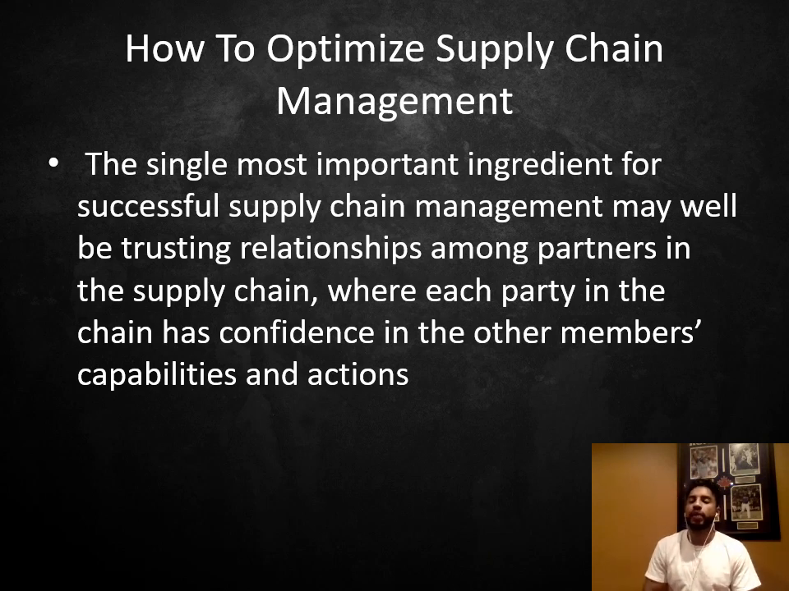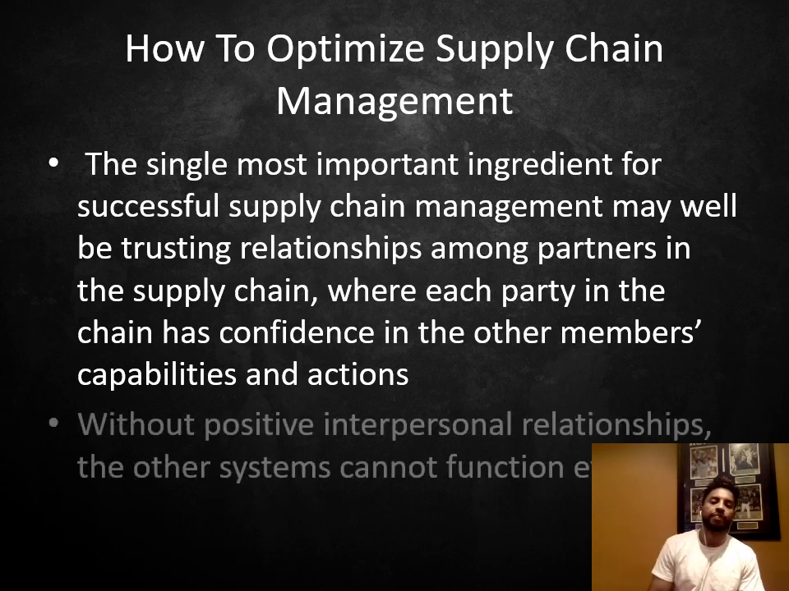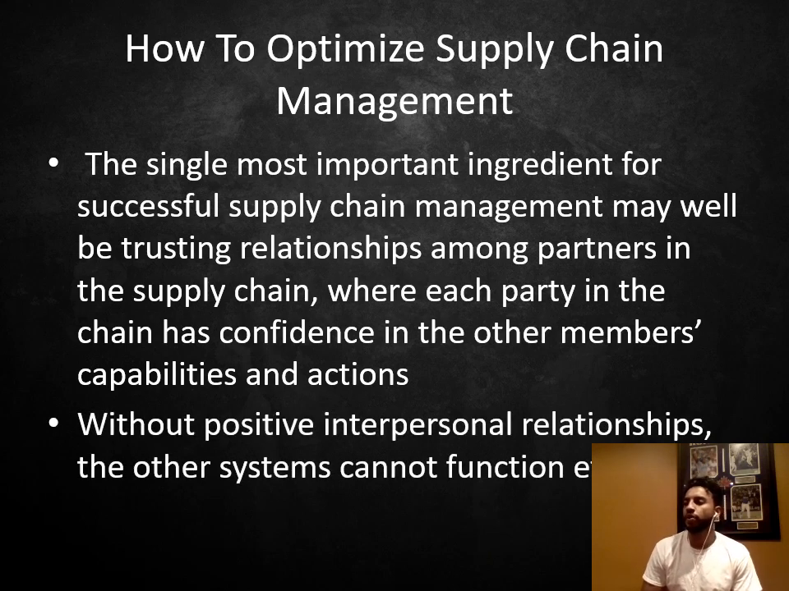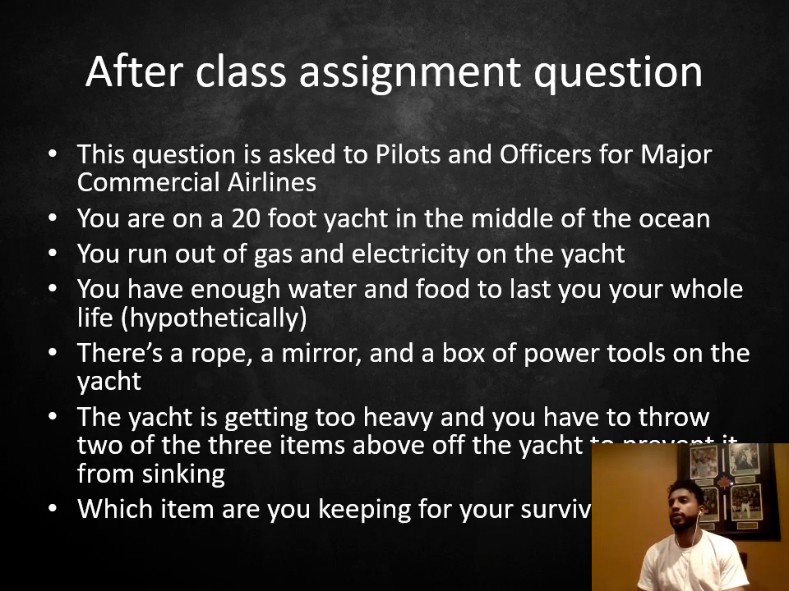How to optimize? Making sure you have trusting relationships. Without positive interpersonal relationships, the other systems cannot function effectively. Guys, it's like that in any situation in life. You have to have positive interpersonal relationships with people that you're working with. You have to have efficient relationships where you're aiming towards the same goals. Very important in order for you to work effectively.